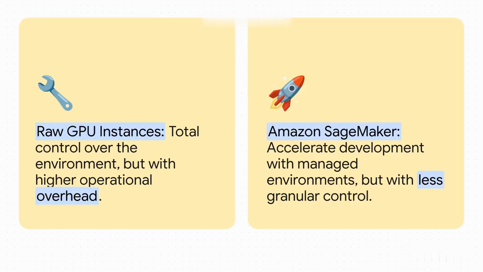So for that ML training job, do you use raw GPU instances from EC2, or do you use a managed service like SageMaker? This slide shows that core trade-off perfectly. With raw instances, you get total control. You can build this completely bespoke environment, but you pay for it with a lot of operational headache. With SageMaker, you get pre-built environments and tools that just get you moving faster, but you do give up a little of that fine-grained control. The right choice here depends completely on what your team needs.